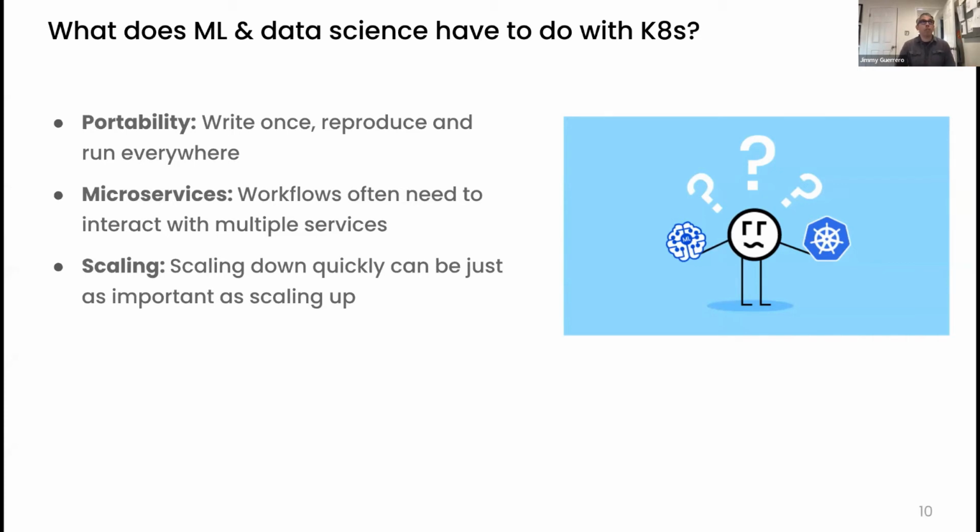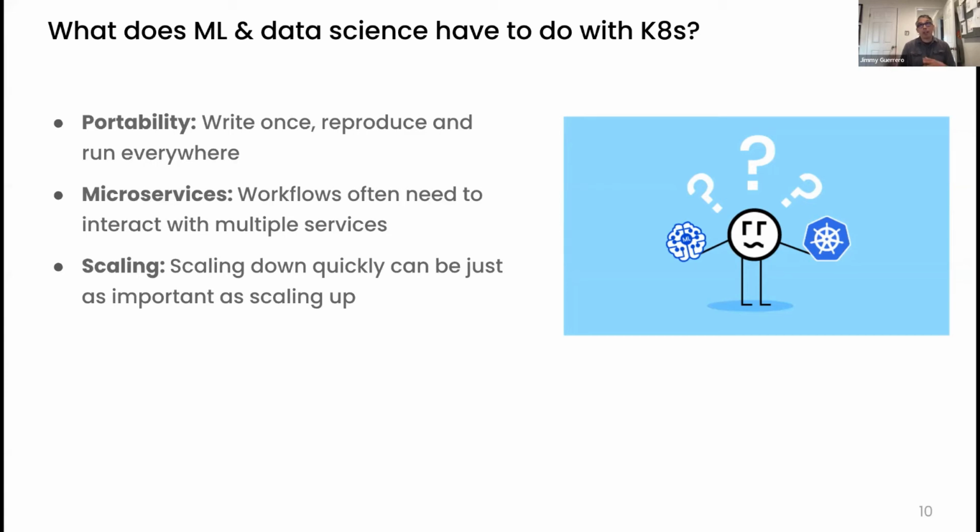The first one's going to be portability, right? This isn't anything new or earth-shattering, right? You want to write once, reproduce, and run everywhere, right? The idea of, hey, it worked on my laptop. I don't understand why it doesn't work on these Megatron clusters running in the cloud, right? Well, they're two completely different operating environments. So the more that you can kind of level the playing field on configurations and all that good stuff, containers are a way to make that happen, right?